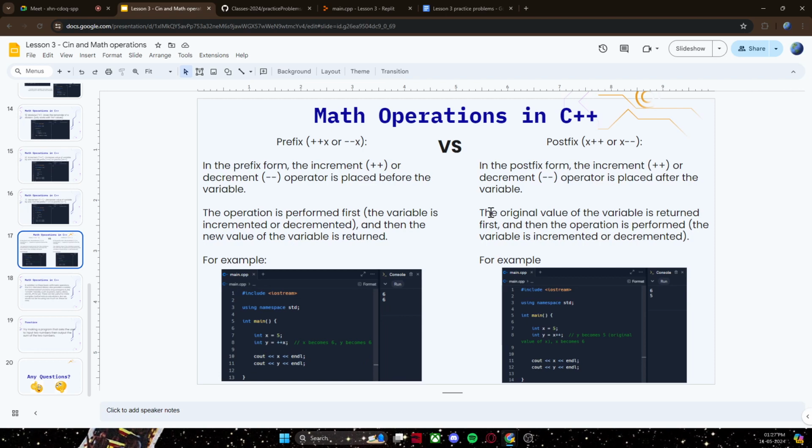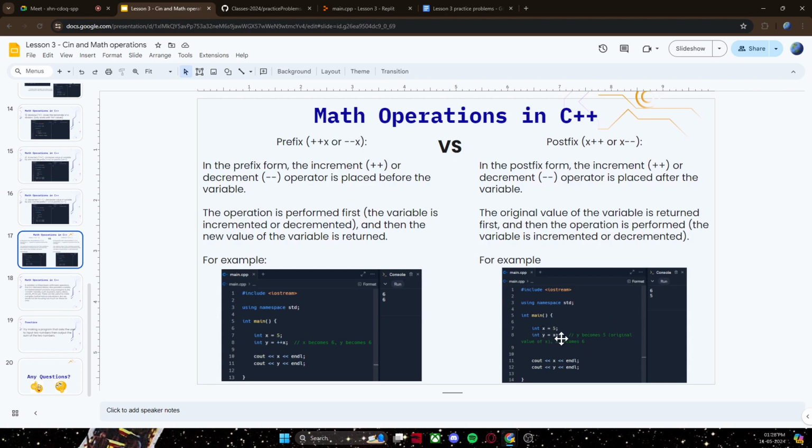But postfix is slightly different in the way that the original value of the variable is returned first, and then the operation is performed. So as you can see here, it's the same integer x, which is equal to 5, and then y is equal to x++. So this time x is postfix, right? So in this case, y becomes 5 because the postfix only works after the operation is done.